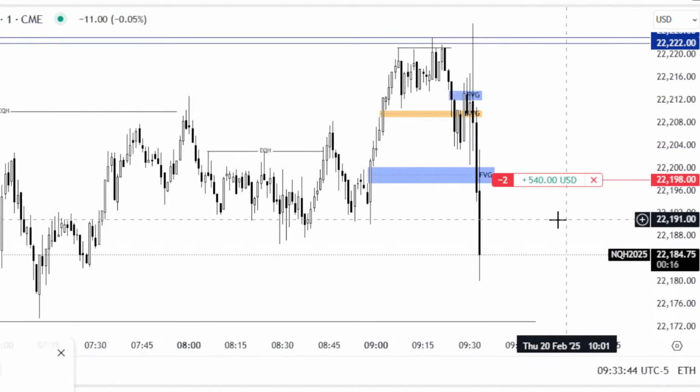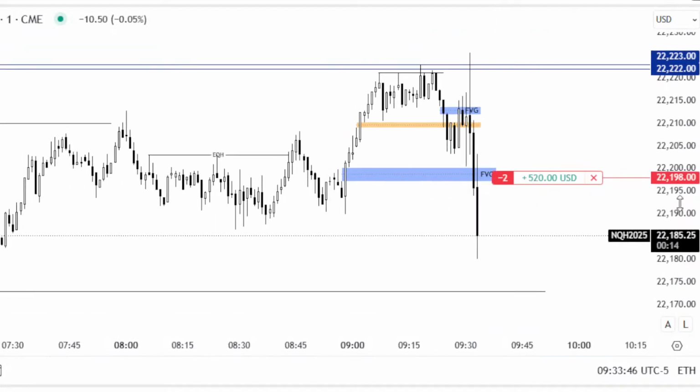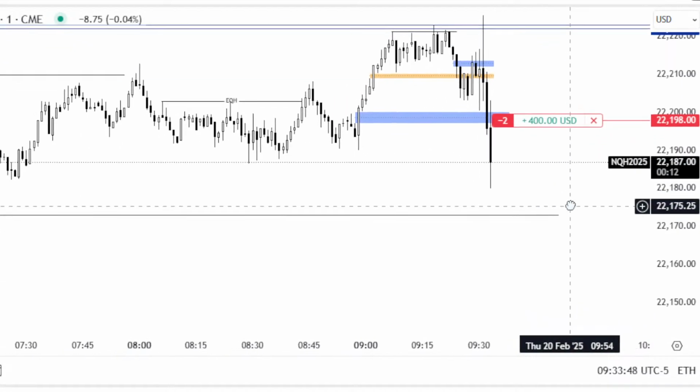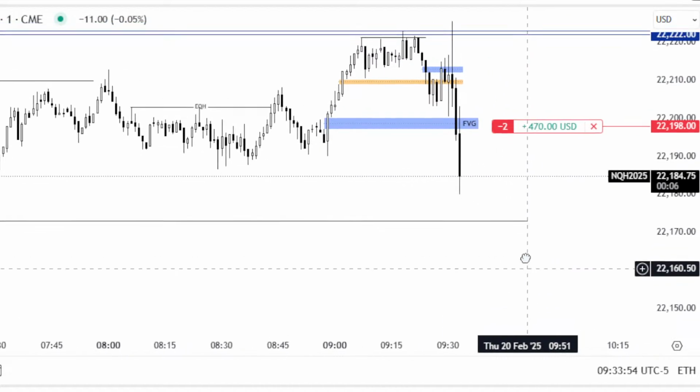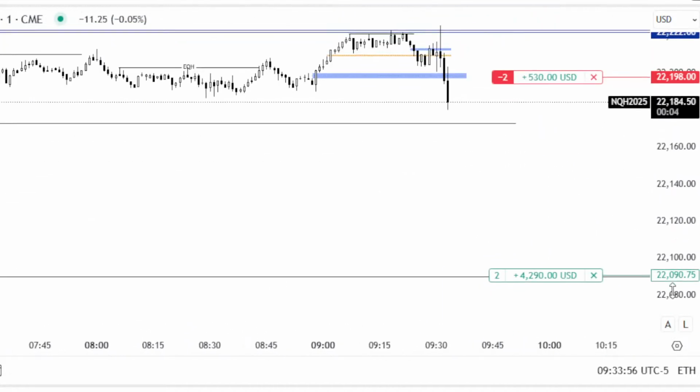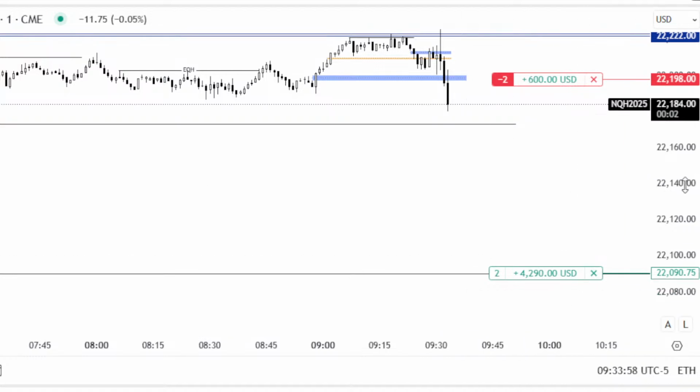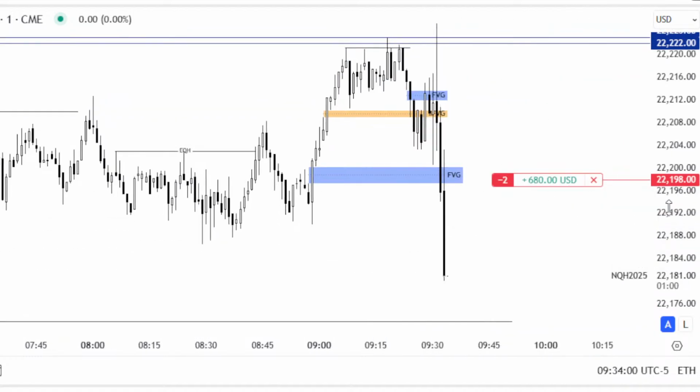Right, so let's see how aggressive this wants to go. Now it closed below this down here. 20 to 40.